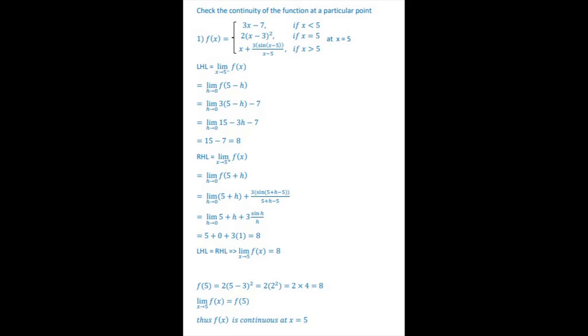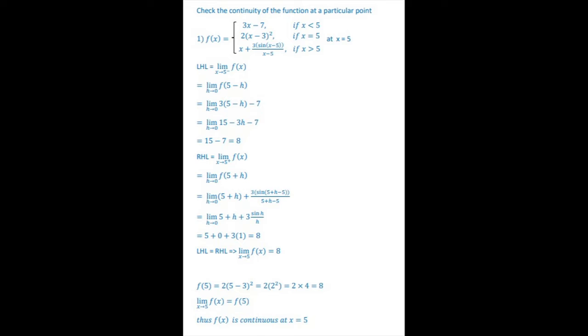You end up getting RHL as 5 plus h plus 3 times of sine h by h. Sine h by h when h tends to 0 is 1. So 3 into 1 is 3, 3 plus 5, 8. Okay. Now RHL and LHL are same. So we can conclude limit x tends to 5 f of x exists and is equal to 8.